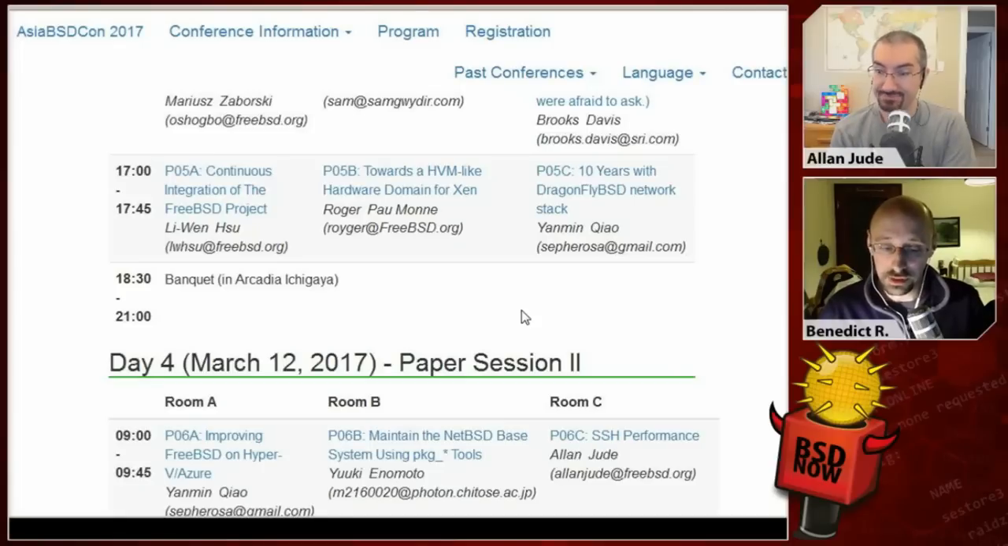So yeah, that was a nice talk. And 10 years with Dragonfly BSD's network stack was also in that same slot. Yeah, Sefi ended up giving 2 different talks. Luckily, not on the same day for him. But yeah, talking about the evolution of the Dragonfly BSD network stack over the last 10 years. So it was good to actually see a Dragonfly talk at AsiaBSDCon. It's not every year we actually get one of those, so it's nice to see Dragonfly stuff at the conferences.